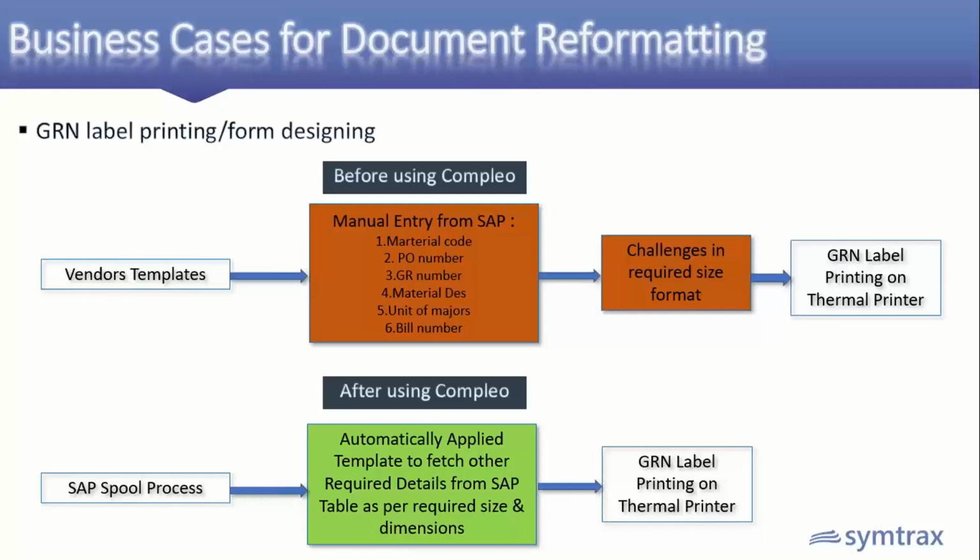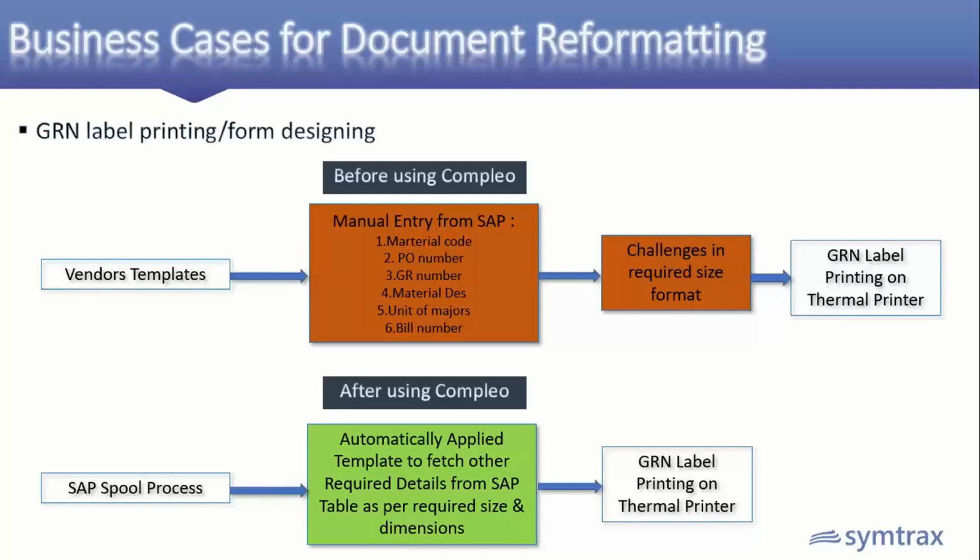So considering this kind of manual SAP entry and required size format challenges, Complio has overcome these challenges because we have proposed a solution where we can design the template in Complio. As I mentioned, to design the template, no programming effort is required. They can simply process one document. Let's suppose they have processed a PO number. Automatically it will be captured in Complio, then the predefined template will be applied, and the output with all the required fields will be printed on that label, and then that label will be printed to the desired printer, which is a thermal printer.